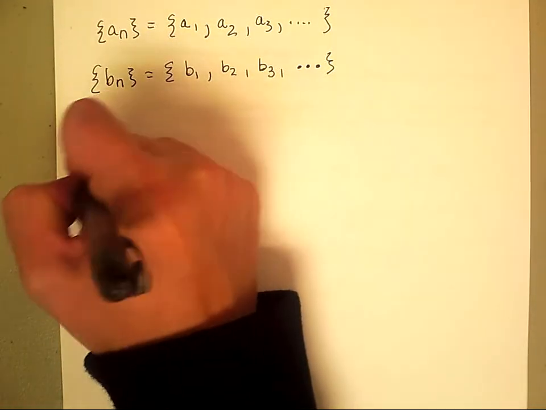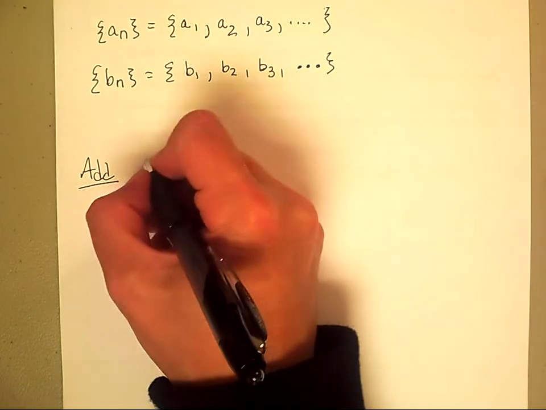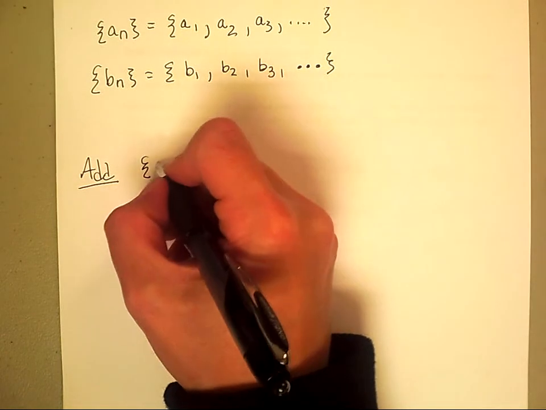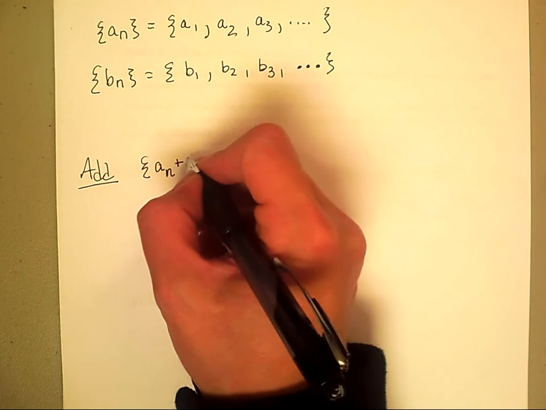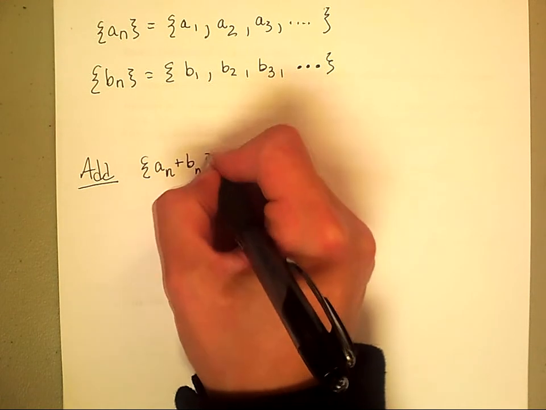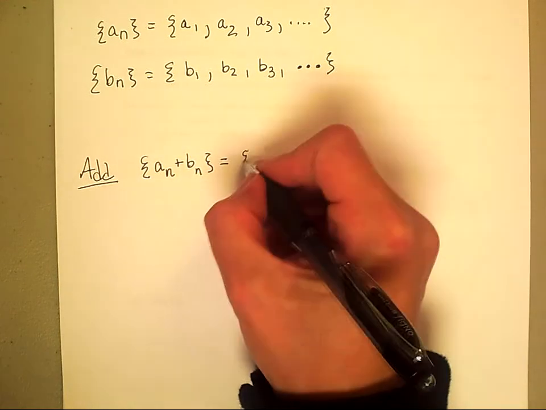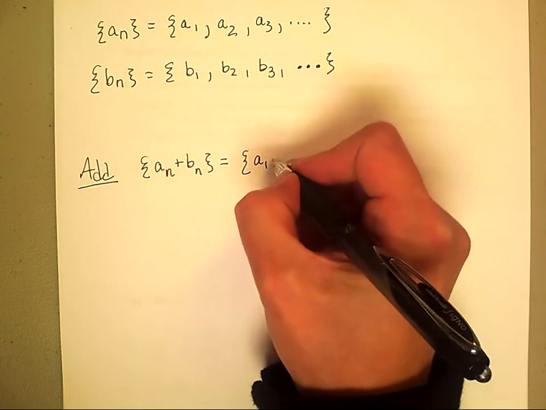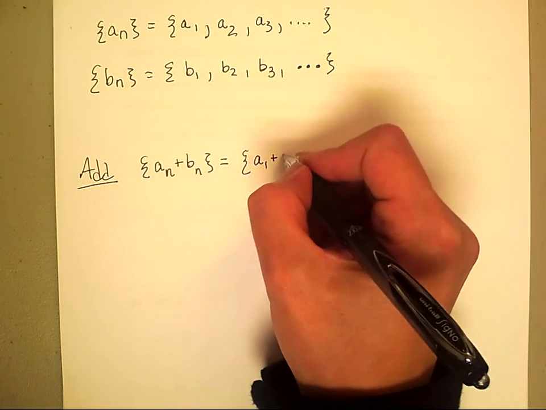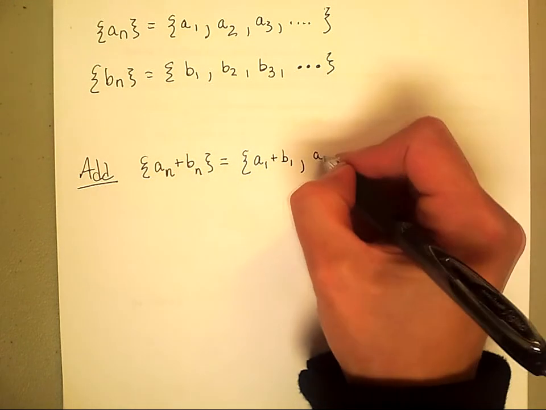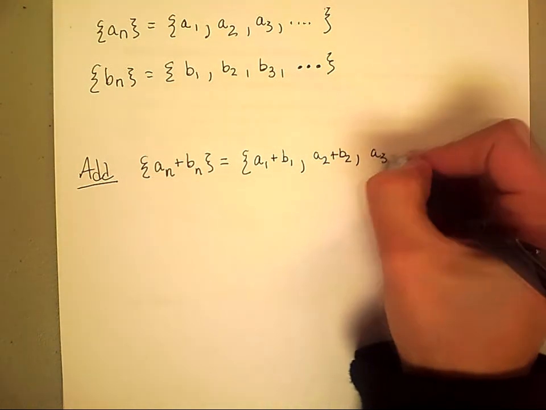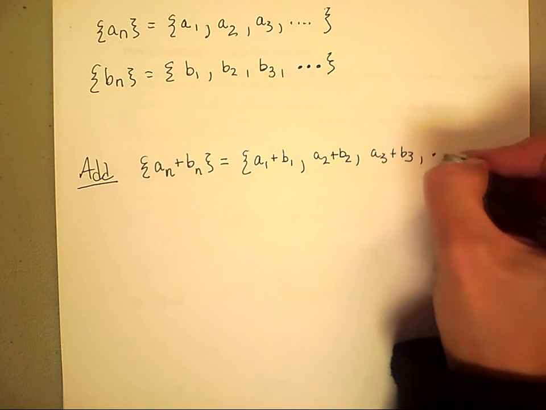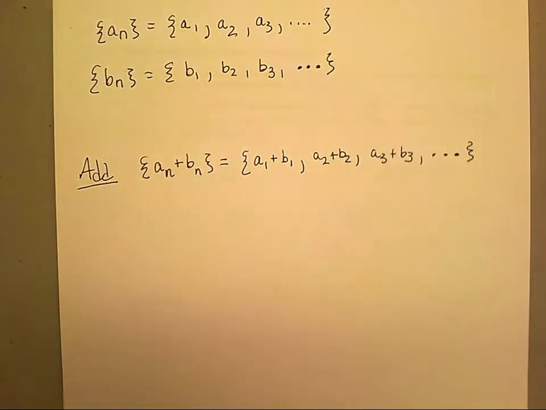So what do we want to do with them? Well, let's say we want to add. We can form a new sequence, the sequence formed when we take the sequence a sub n and b sub n and add them together. The way you add two sequences is you just add term by term. So the first term in our new sequence is a1 plus b1. Then the second is a2 plus b2, and a3 plus b3, etc. So you're just going to add term by term.